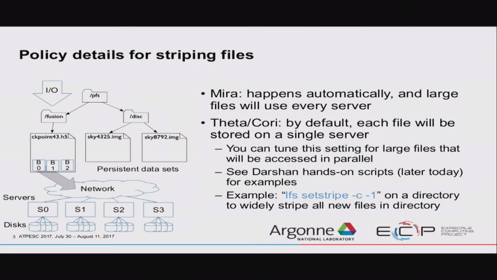So you can put in your job script an option that will say, for this directory, I want files striped differently. There's actually an example in the hands-on scripts for Darshan. We'll talk about those a little later, but if you want to see firsthand what this might look like. On the Argonne system, you can use this command, lfs setstripe. -C is how many servers you want to stripe across. -1 says all of them, however many there are. And you can set this parameter on a directory, and then every file you create in that directory will be striped across all the servers there are.